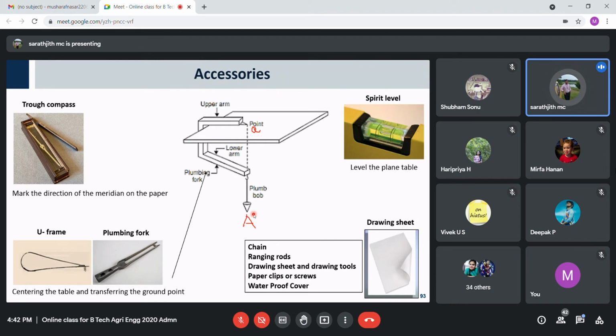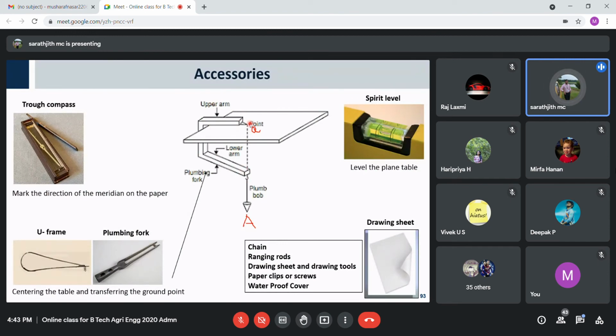So a similar plumb bob you will be attaching with the U frame. You can see the design of this frame, right? It is kind of a C shape. You can see this one. So this point and this point are on the same line. This is the point where you hang the plumb bob, and this is the point which you will be marking on the drawing sheet. So they are vertical.